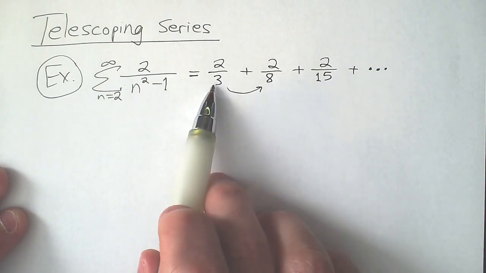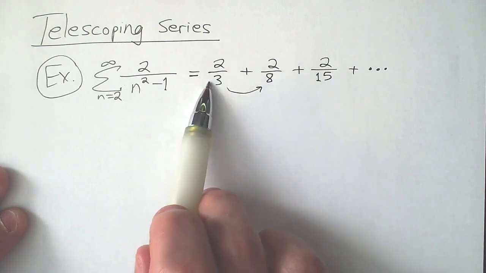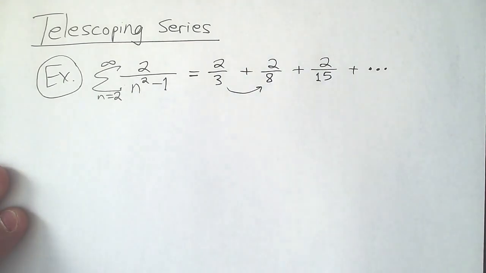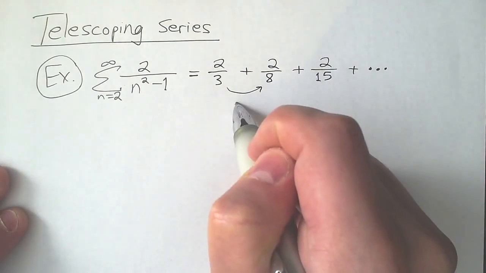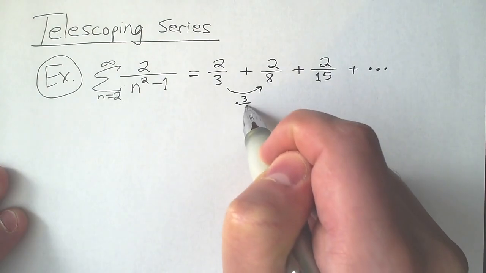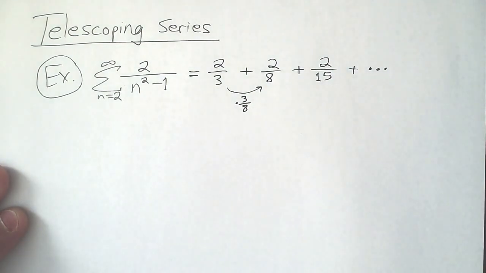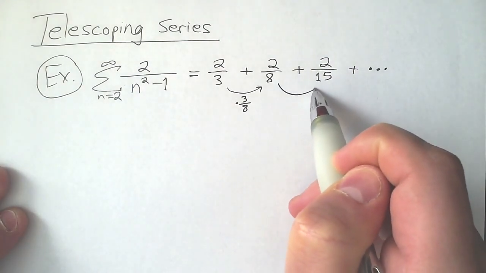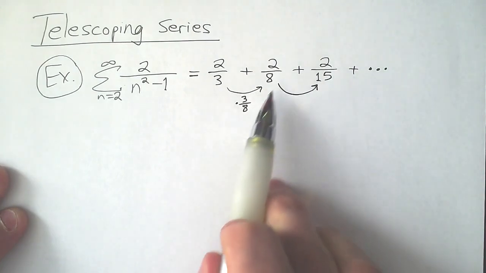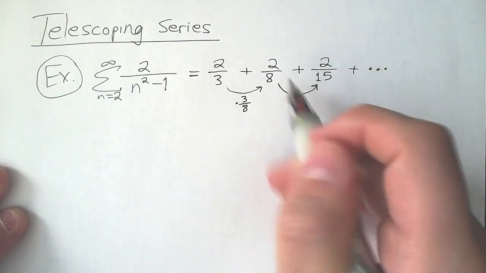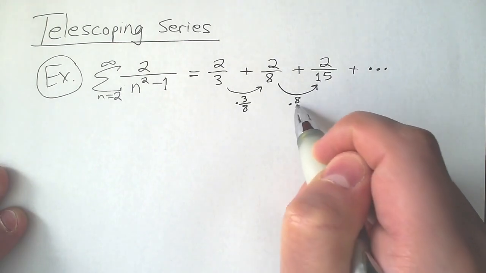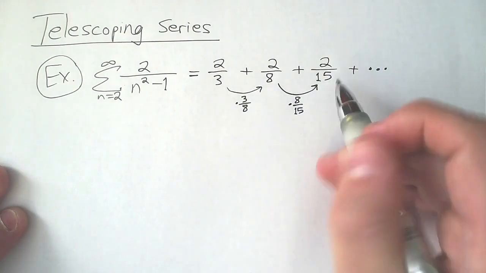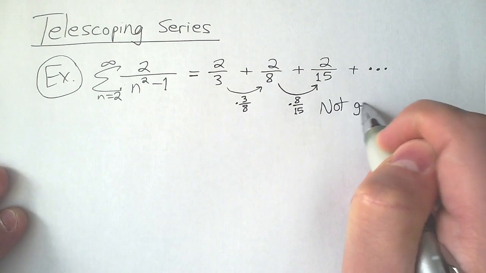It's kind of interesting. You could do a little scratch work to figure that out. What number would you multiply 2/3 by in order to turn it into 2/8? If you do a little scratch work, it's actually 3/8. Okay? And then what number would I have to multiply 2/8 by in order to get 2/15? It's actually 8 over 15. And because these are different numbers, it is not a geometric series.